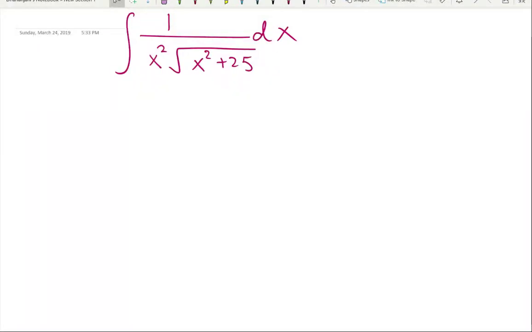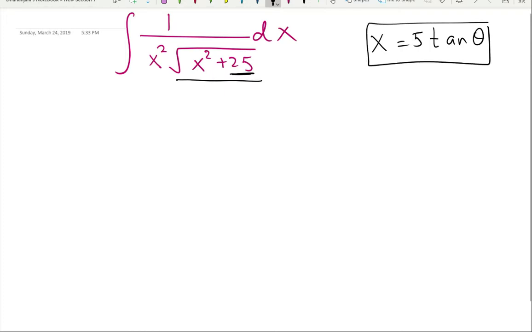Hello everyone. Okay, so let's solve this problem using trigonometric substitution. First of all, what is the substitute? If you look at the square root part, it contains x square plus 25. So the substitute should have something to do with tangent, right? Okay, so what is a? Here a square is 25, so a should be 5. So this is the correct substitute.